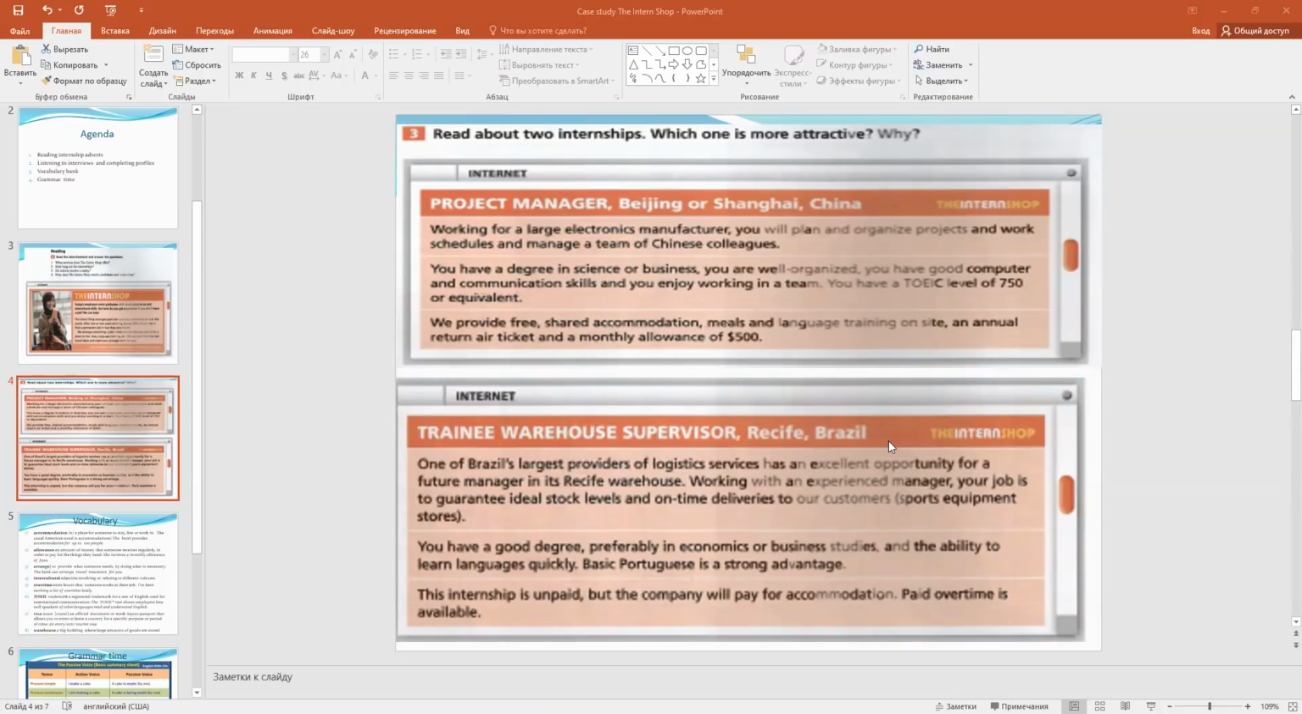Now you have to quickly read these extracts, and then I'm going to ask you which one you prefer, and what is your reason? Why do you prefer it? Notice that each of them contains three paragraphs. The aim of the first paragraph is to help you understand what this internship is about, the second one is the requirements, and the third one is the benefits for you. Each paragraph has its own purpose.